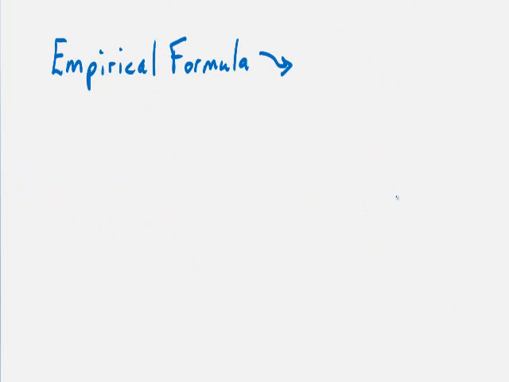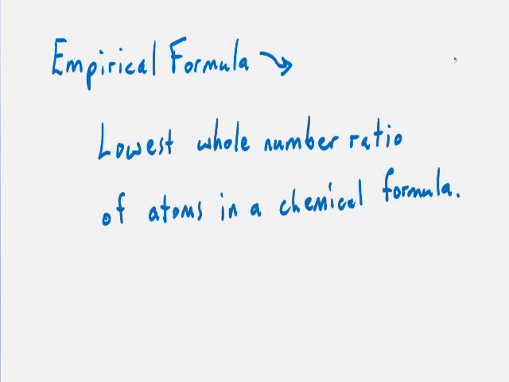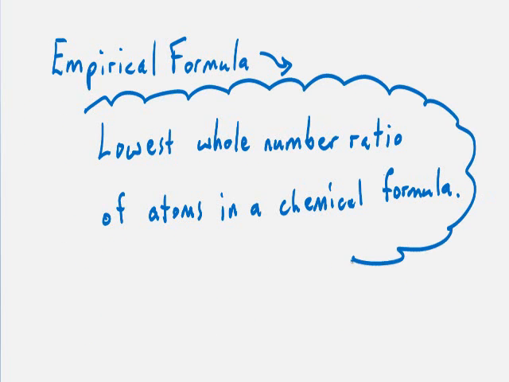Now, what did you notice was common amongst all those labeled as yeses as being an empirical formula versus those that were not empirical formulas? Now, if we noticed, all the empirical formulas were in simplest terms. They could not be simplified or reduced. This is what makes an empirical formula: it is the lowest whole number ratio of atoms in a chemical formula.